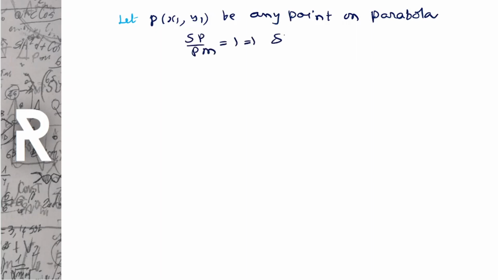Let P(x1, y1) be any point on the parabola. Then SP/PM = 1, so SP = PM. S has coordinates (a, 0). The equation of the directrix is x + a = 0.